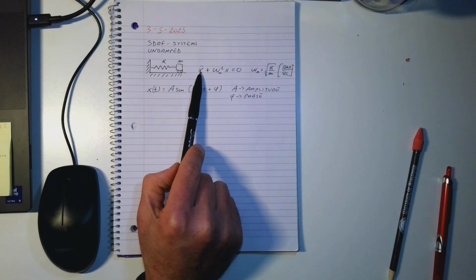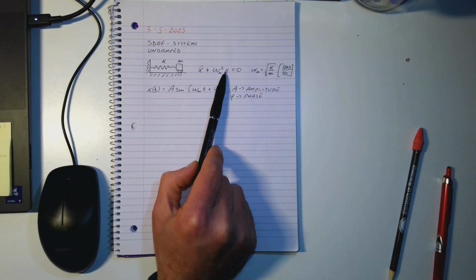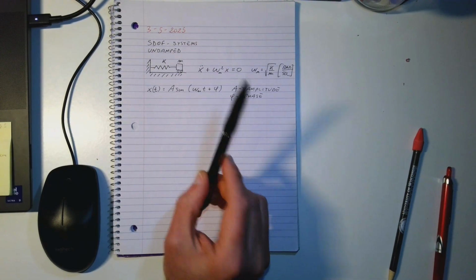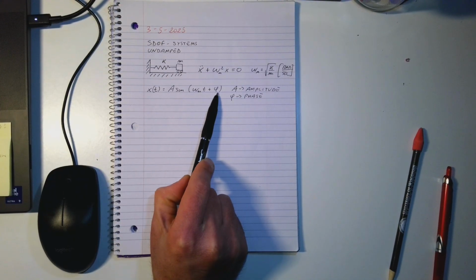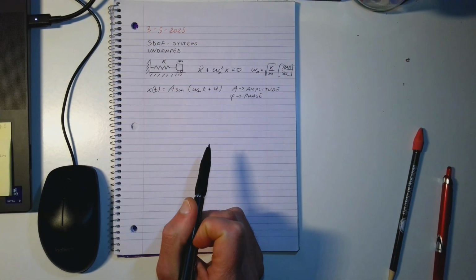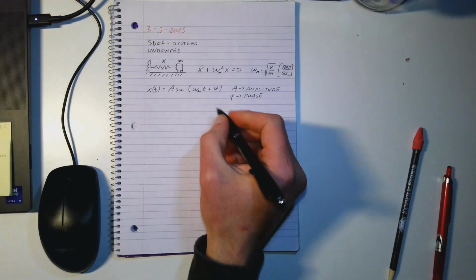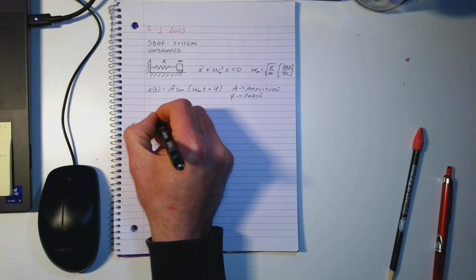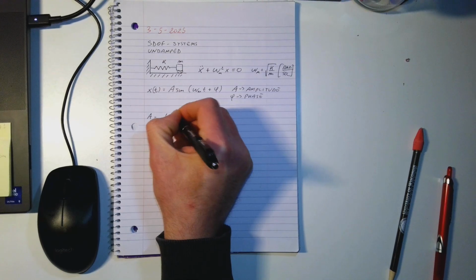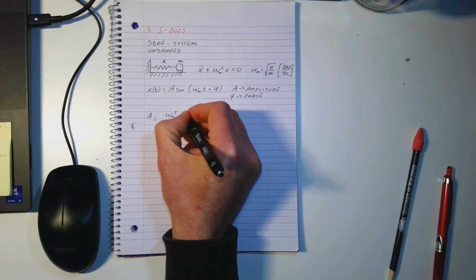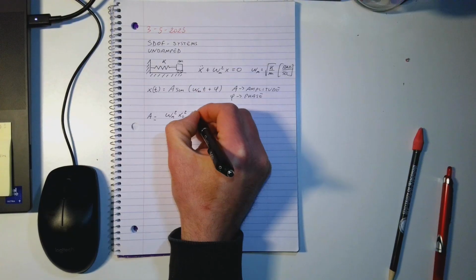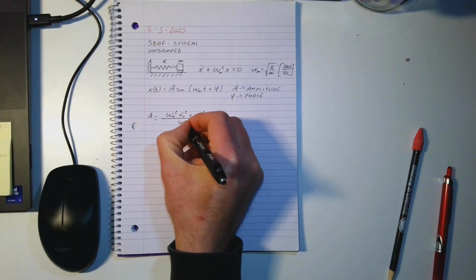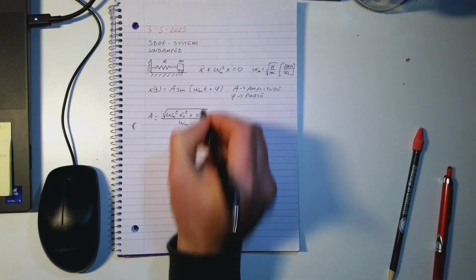So we plug the second derivative here, then we plug the function here, and then through a few algebraic steps we can determine again the value of these two constants, A and phi. Once we go through these algebraic steps, what we obtain for amplitude and phase is the following. We have that the amplitude is equal to the square root of omega n squared x0 squared plus v0 squared, divided by omega n.